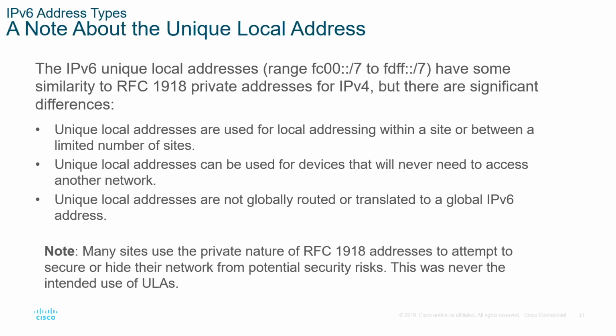For instance, the unique local addresses are used for local addressing within a site or between a limited number of sites. The unique local addresses can be used for devices that will never need to access another network. Unique local addresses are not globally routed or translated to global IPv6 addresses. Now, many sites use the private nature of 1918 addresses to attempt to secure or hide their network from potential security risks. This was never the intended use of unique local addresses.